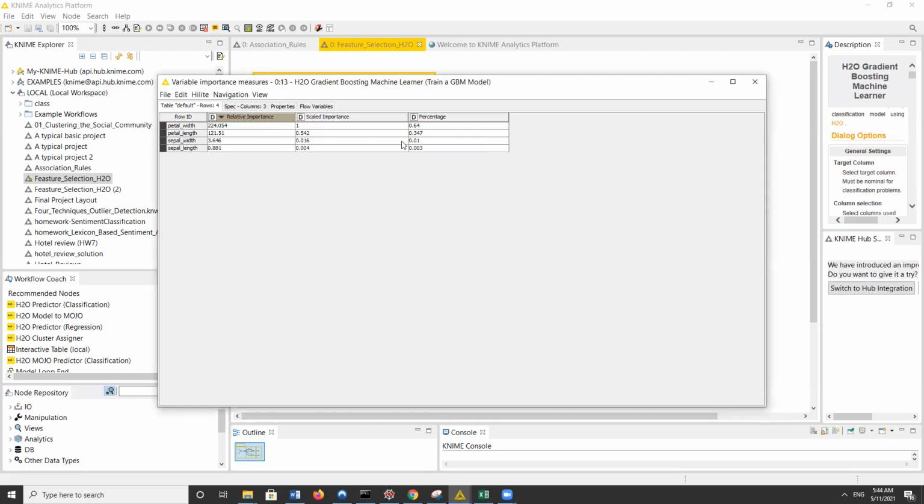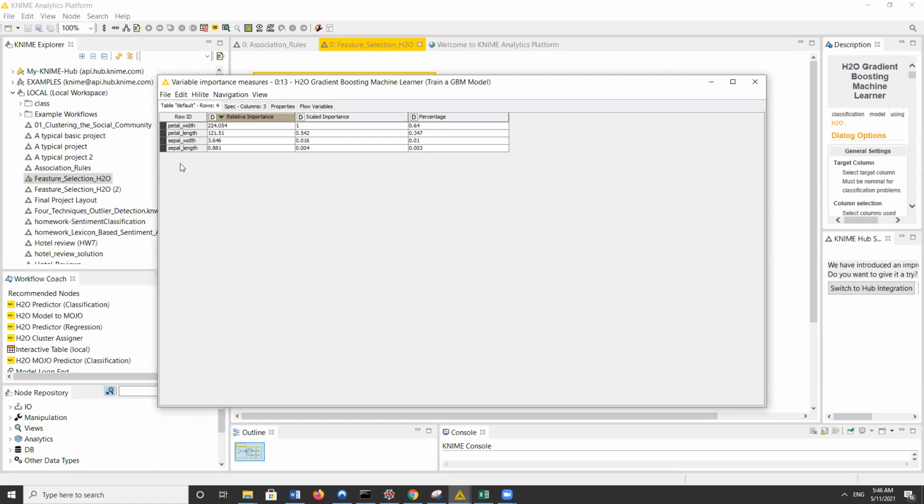As you see, petal width is the most important one to find the type of plant, and then length of petal. These two. So as you see, petal width and petal length are much more important than sepal length and sepal width. Look at the first column, second and third one.